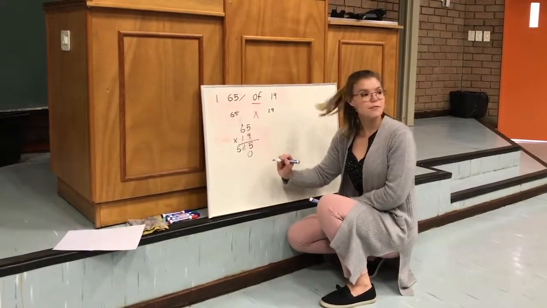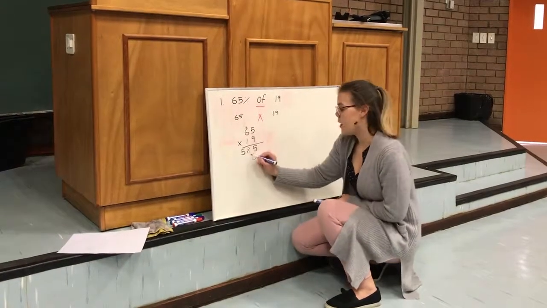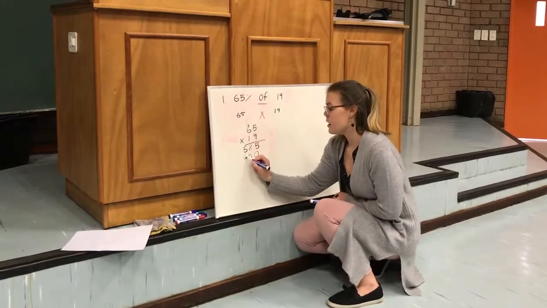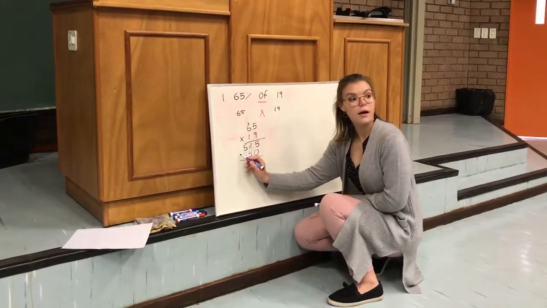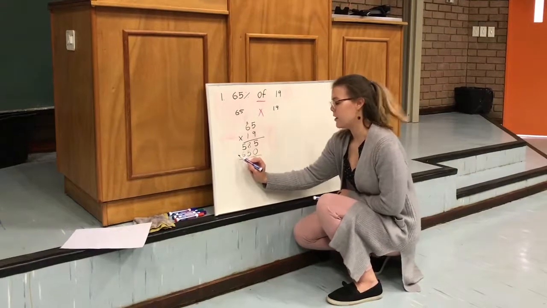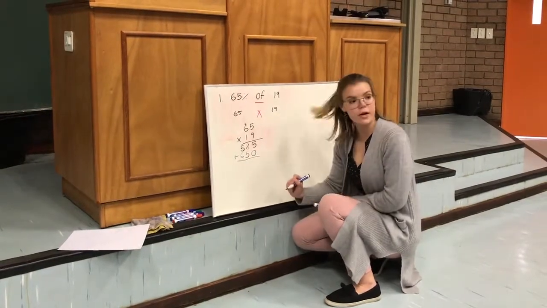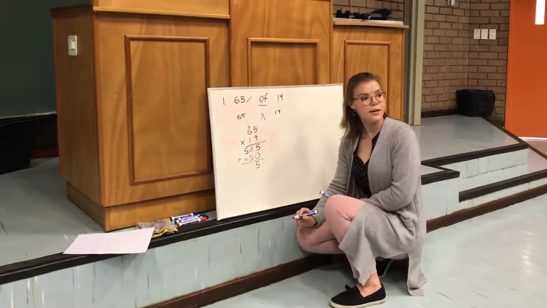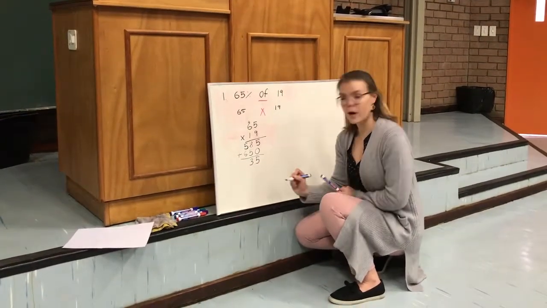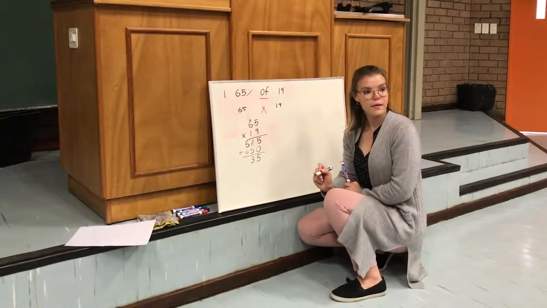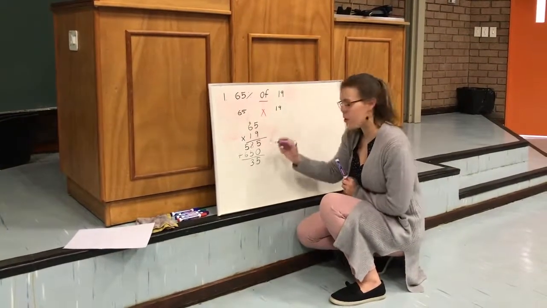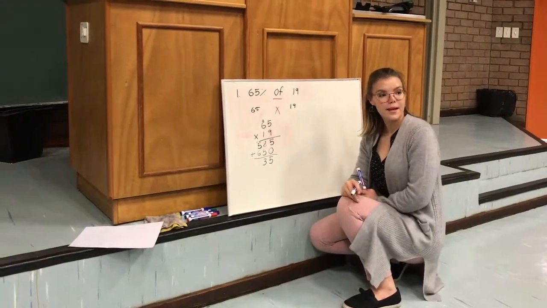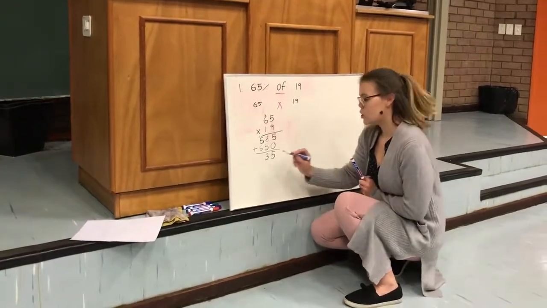So 1 times 5 is? 5. Okay? And then 1 times 6? 6. Now we have to add or minus? Add. Okay, so 5 plus 0 is? 5. And then 8 plus 5? 13. Where do I put my 1? You carry over. Okay? So then 6 plus 5? 11. Plus the 1? 12.